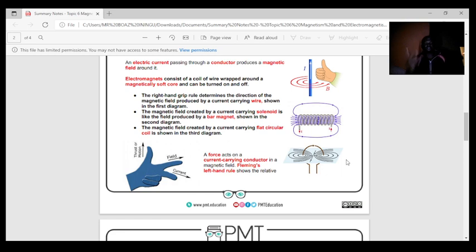Now, magnetism is mostly applicable in motors, but before we look at how it is applicable in motors, let us first of all start from the basics.